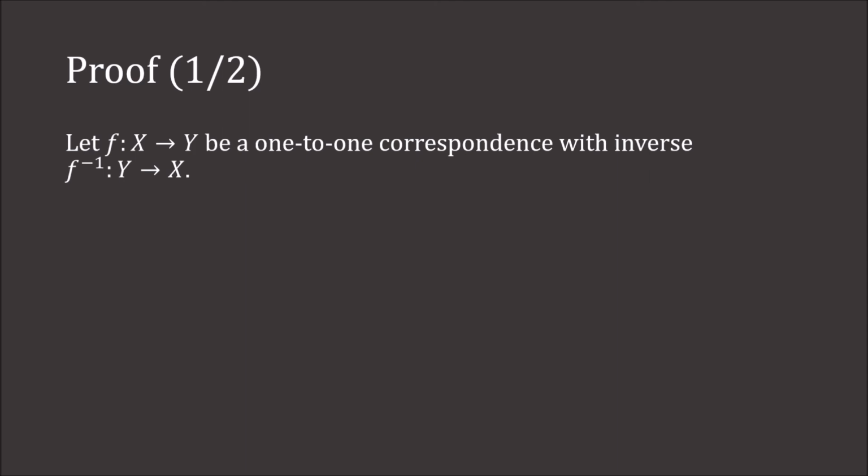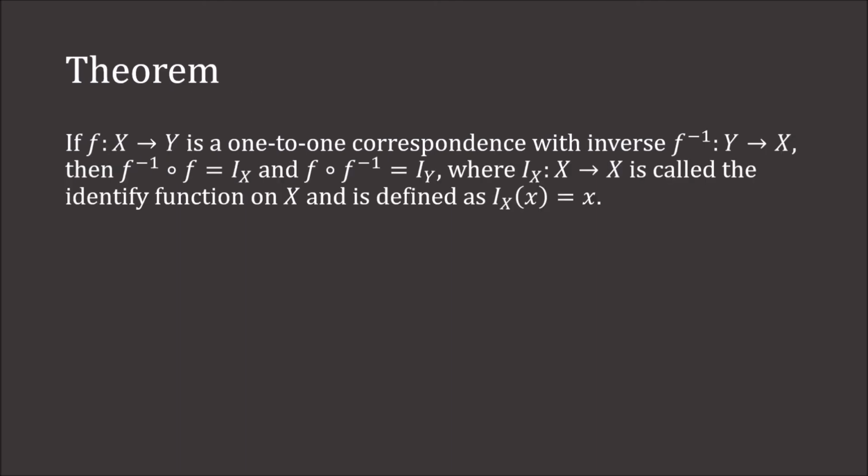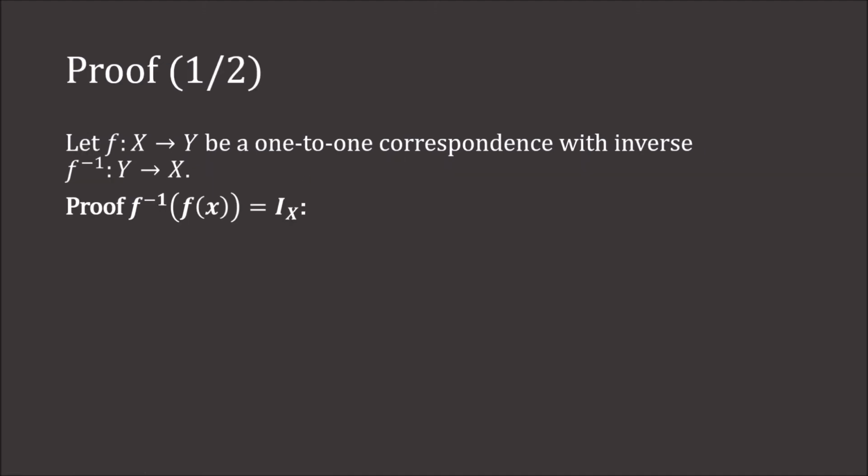So let f from X to Y be a one-to-one correspondence with inverse f inverse from Y to X. So there are two things we have to prove, right? We have to prove that f inverse of f is I sub X, so just X. And then we have to prove that f of f inverse is I sub Y, or just Y. So let's do the first proof.